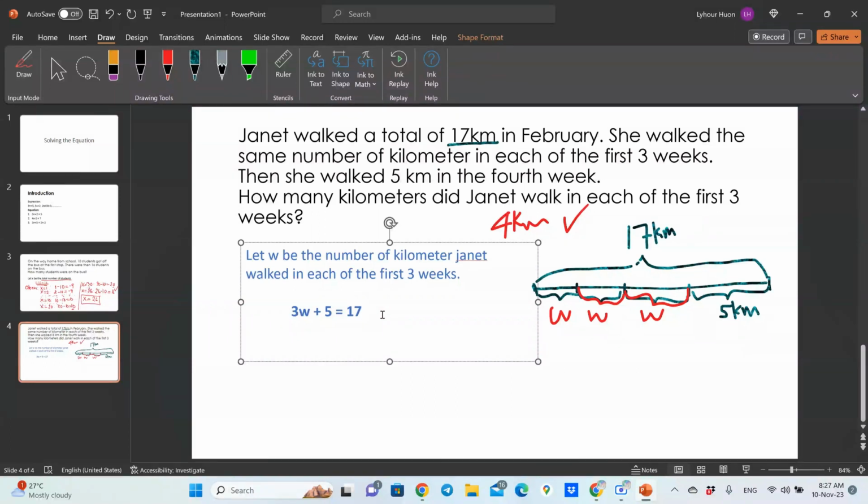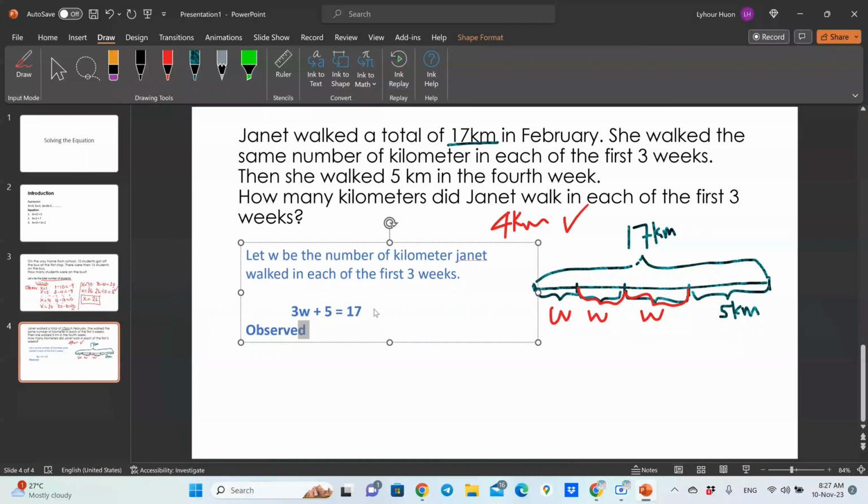Now we can write the equation already. So what we need to do is to solve these equations. To solve the equation, we have several methods. The first method is by observing.